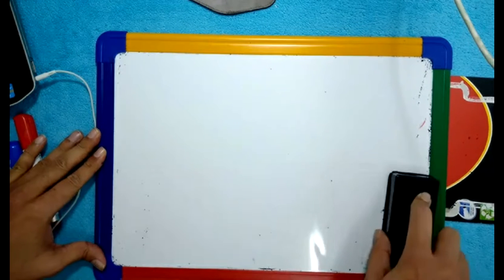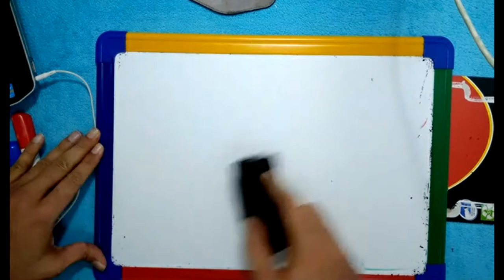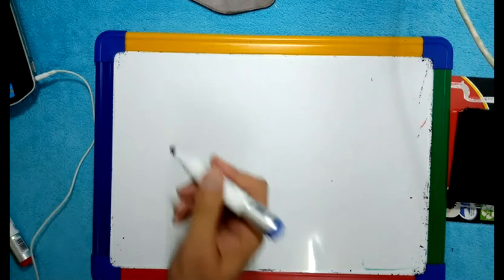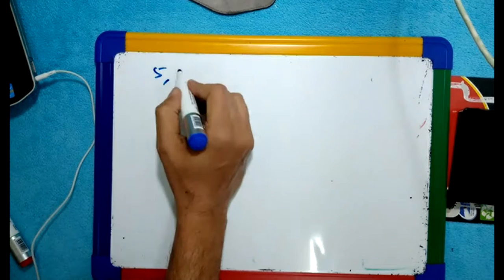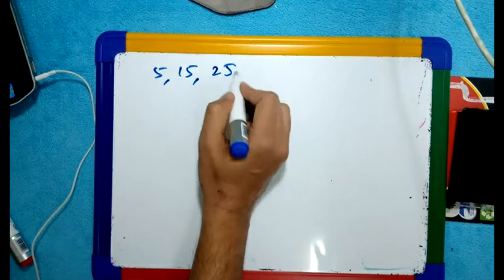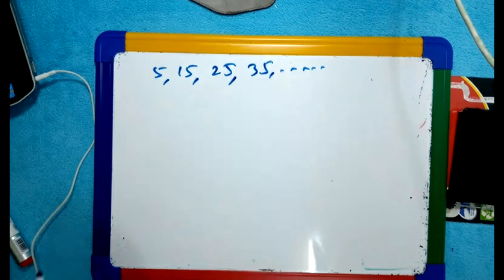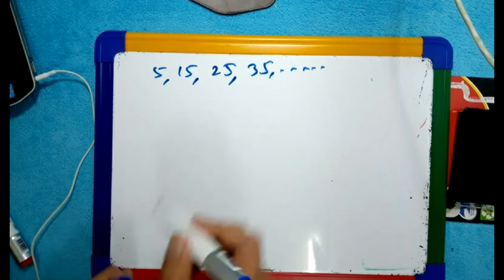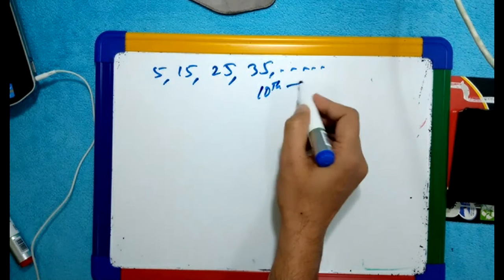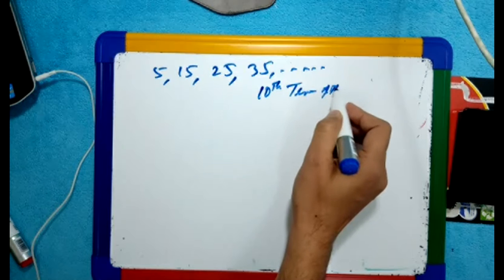Arithmetic sequence. In both arithmetic and geometric sequences, we find basically the missing term, the nth term, and the sum. So first, if I say 5, then 15, then 25, then 35, and it's going on like this, this is a sequence. First of all, they will ask you to find the 10th term of this sequence.